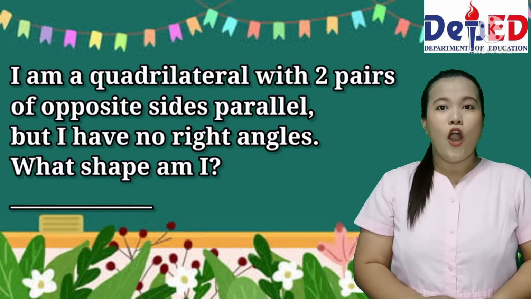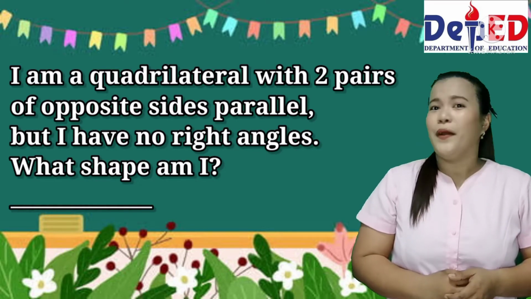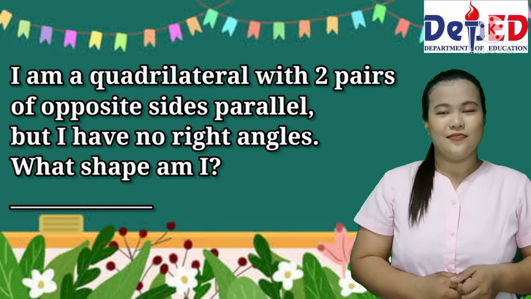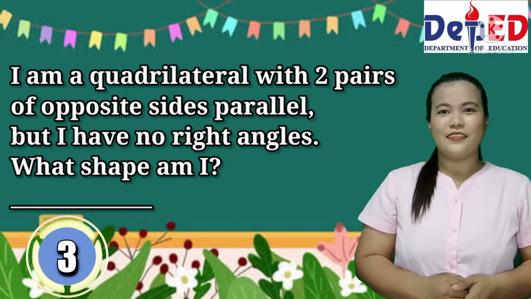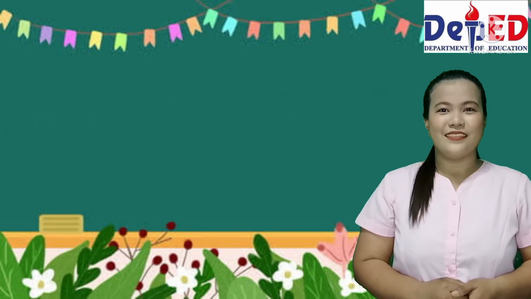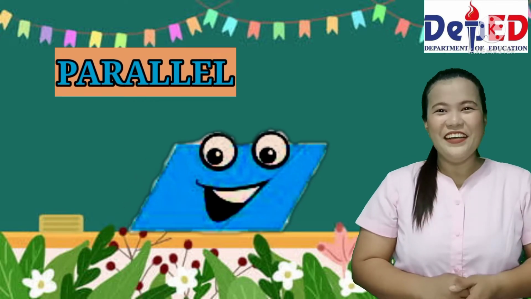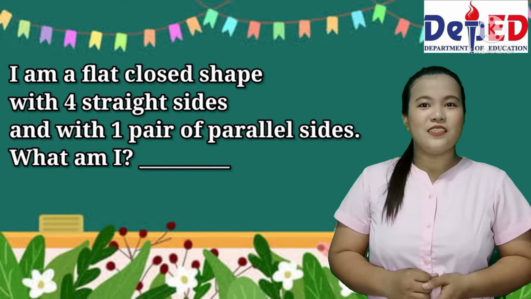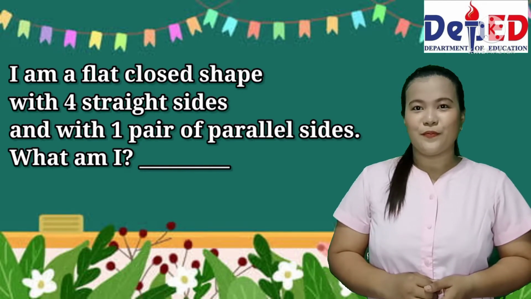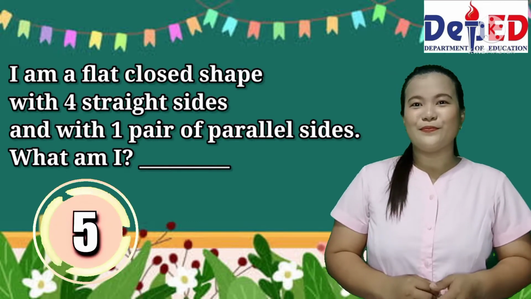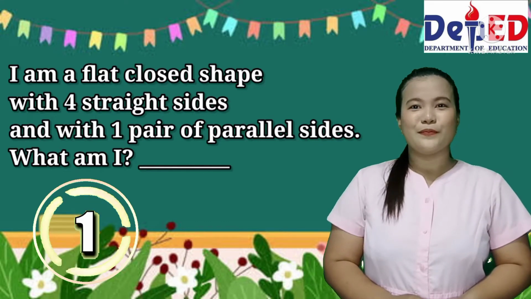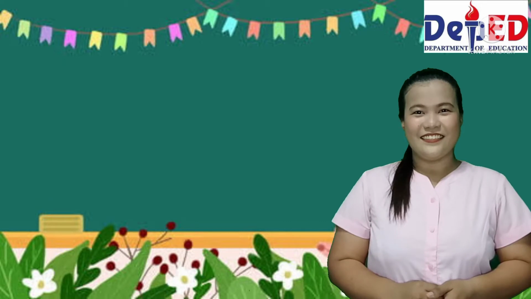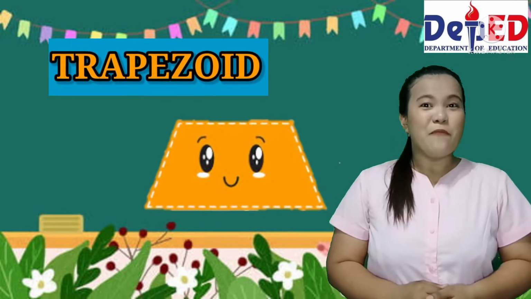I am a quadrilateral with 2 pairs of opposite sides parallel, but I have no right angles. What shape am I? The answer is? Very good! Parallelogram! I am a flat closed shape with 4 straight sides and with 1 pair of parallel sides. What am I? The answer is? Excellent! Trapezoid! Now I can confidently say that you are ready to learn our new lesson for today.